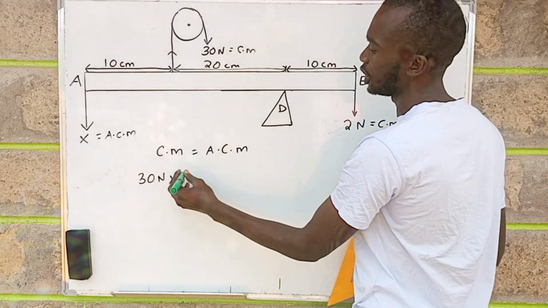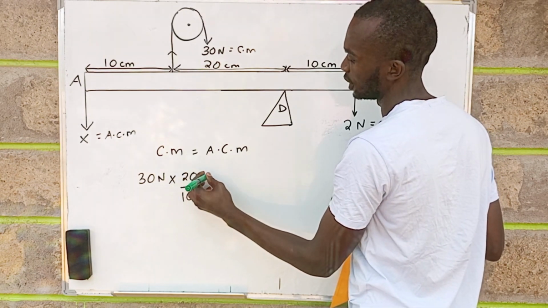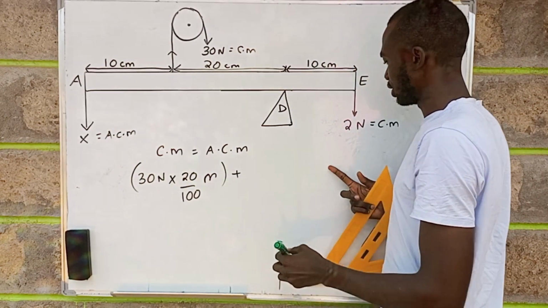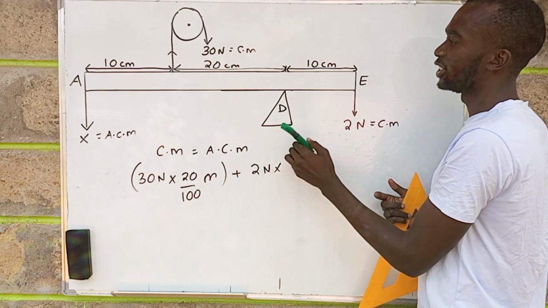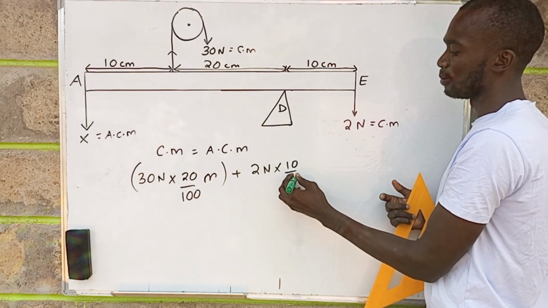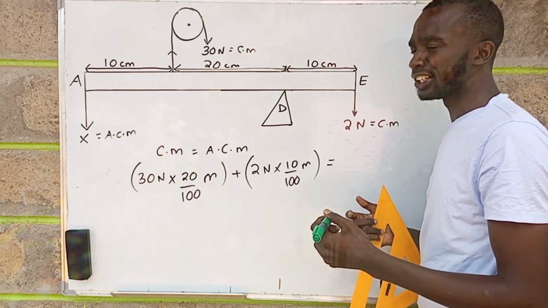This one is 20 divided by 100 meters. Then we add to the clockwise moments, which is 2 newtons, multiplied by the distance from the pivot, which is 10 centimeters. That is 10 over 100 meters. This one must be equal to the anti-clockwise moment.